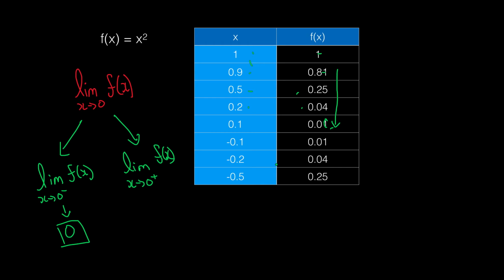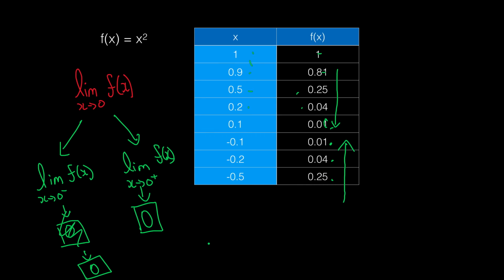Okay, that would be from the, whoops, my bad. This would be from the right. Let's look at it from the left now. So negative 0.5 squared is just 0.25, negative 0.2 squared is 0.04, negative 0.1 squared is 0.01. So again, the closer we get to 0, like if we could plug in negative 0.00001, we're still going to get something that's really, really small and really close to 0. So again, that would just be equal to 0.